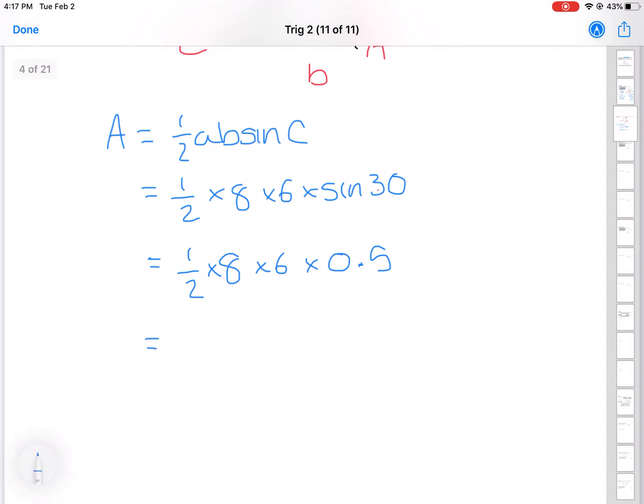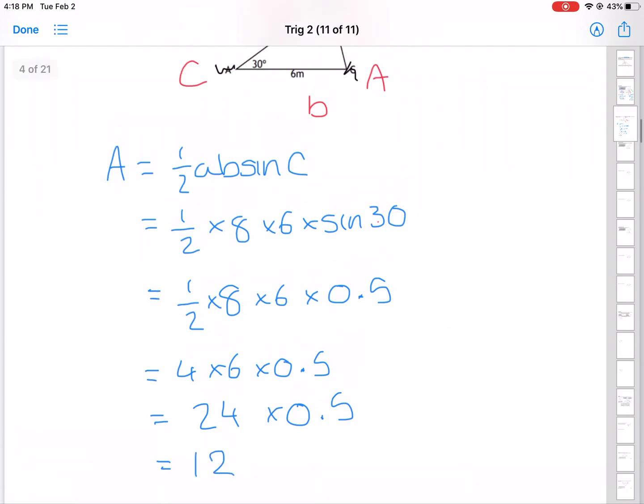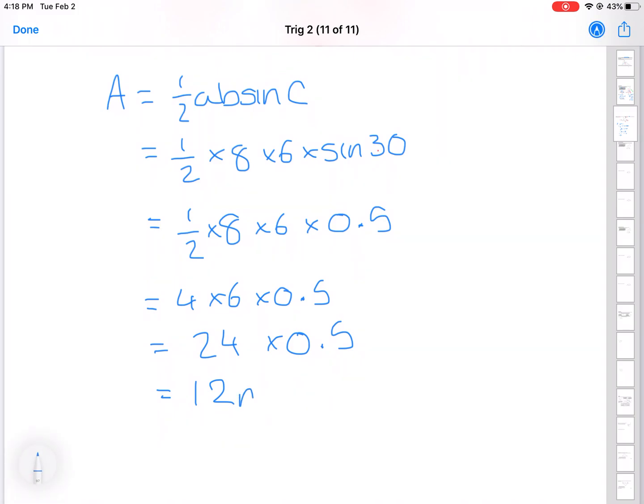From here then, I will do a half of 8. Let's do that bit first. So it becomes 4 times 6 times 0.5. 4 times 6 is 24. Times that by 0.5. Now here the trick is to know that 0.5 is the same as a half. So essentially what I want to do is half 24, which gives me 12. And our units were metres, so 12 metres squared. As with the volume questions, if you have to do a non-calculator question on these, then you'll be given easier numbers to work with.